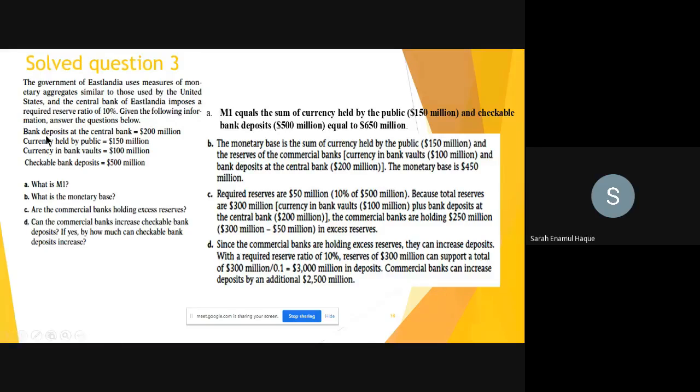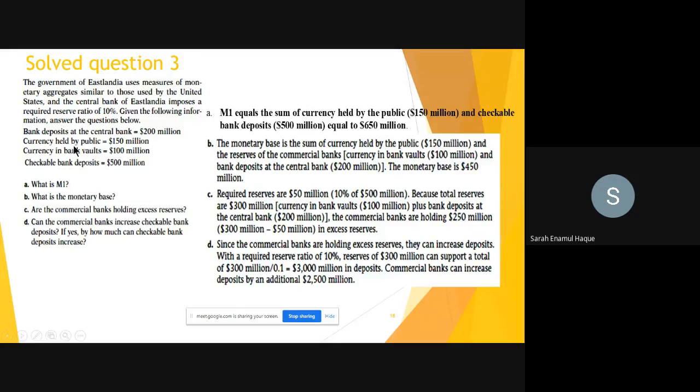Next information: the total bank deposit at the central bank is 200 million. So basically you understand this is the required reserve amount, because this is the bank deposit at the central bank. And remember, the central bank holds as deposits all the money that the commercial banks submit as required reserve. So this 200 million is the required reserves.